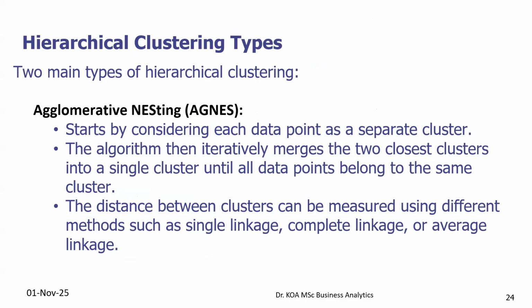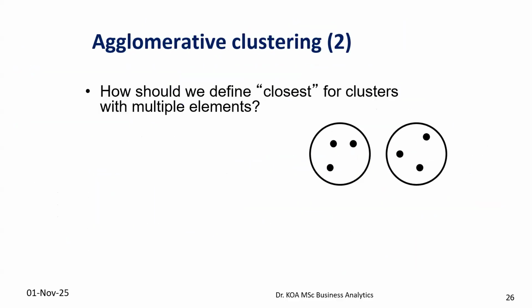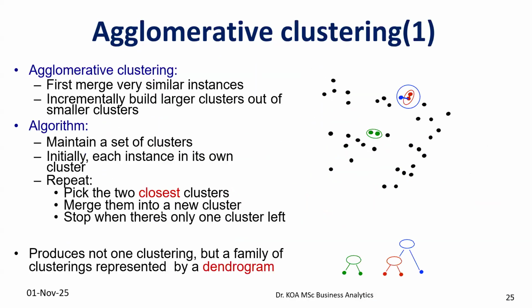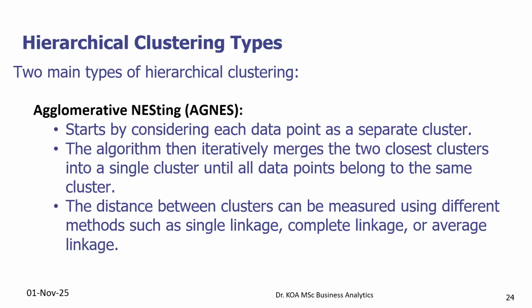There are two types of hierarchical clustering. One is the agglomerative nesting, we call it Agnes. And the other one is Diana. Okay, you will see that one later. So the agglomerative nesting, Agnes.